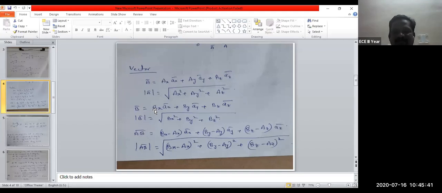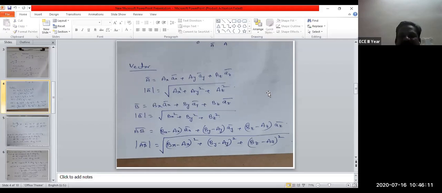So AX plus BX into AX bar, plus AY plus BY into AY bar. Addition means just add the magnitudes directly: X magnitude with X magnitude, Y magnitude with Y magnitude, Z magnitude with Z magnitude. If it is A bar minus B bar, just subtract the values, right?